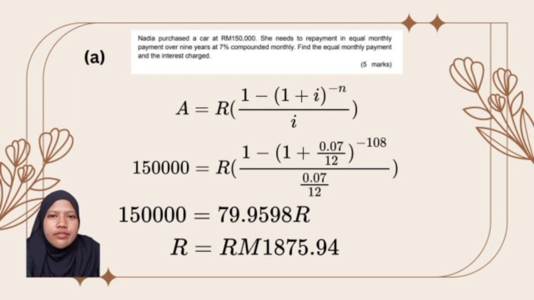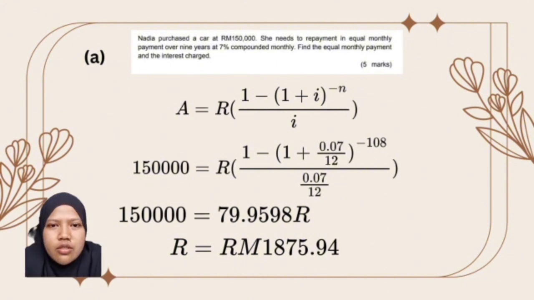Hello everyone. Let's see some review questions for annuity. Question A. Nadia purchased a car at RM150,000. She needs to repay in equal monthly payments over 9 years at 7% compounded monthly. Find the equal monthly payment and the interest charge.